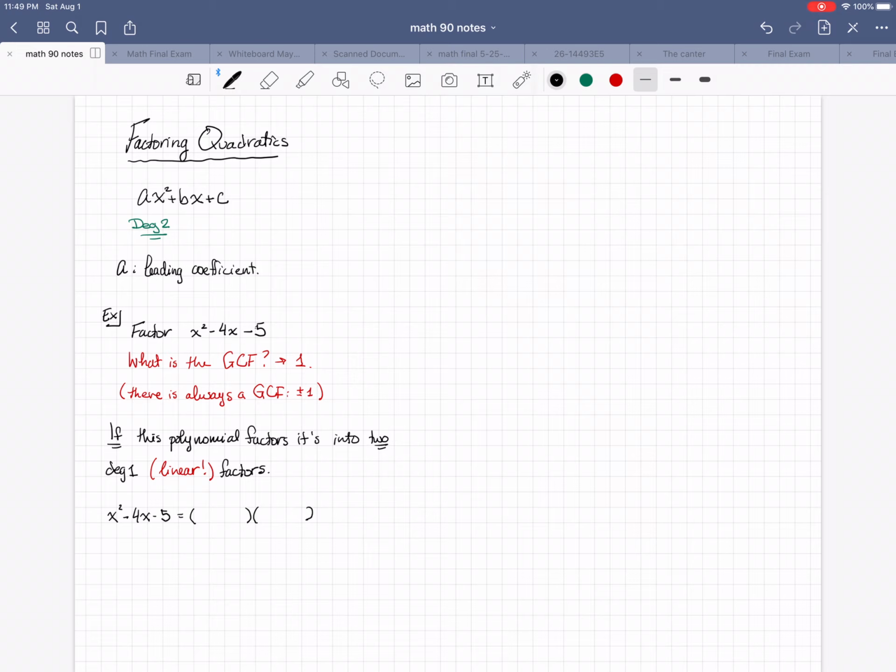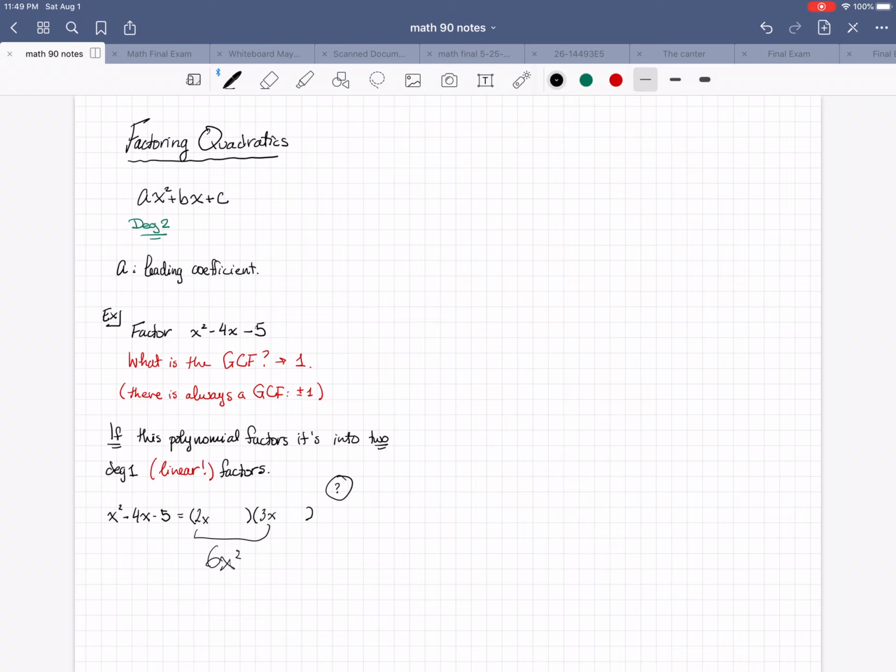What is a linear factor? It has an x term and it has a constant term. Let's start by talking about the x terms. Could I have 2x here and 3x here? Could that work? Well, what do you think? I think not, because if I have a 2x and a 3x, they multiply to 6x squared, and that's not what we have.